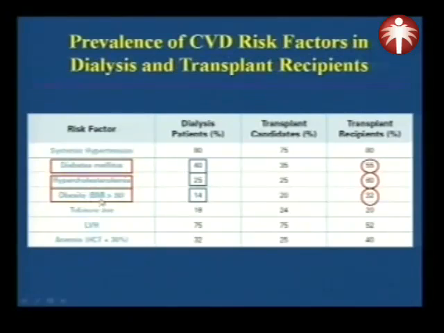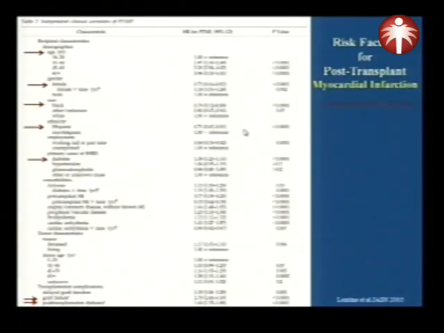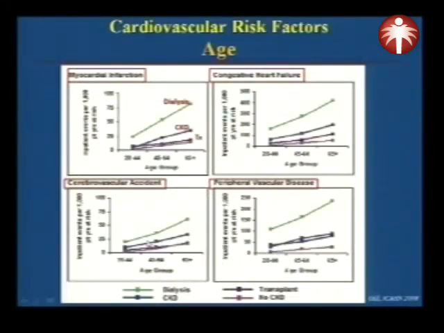And if you look at some risk factors like diabetes, dyslipidemia, and obesity, their influence on transplanted patients is much more than on dialysis patients. And if you look at post-transplant myocardial infarction, you can see the risks here of age, the female gender, the race as black, or ethnicity like Hispanic, who are predisposed to diabetes, and again diabetes and also organ failure or diabetes beforehand.